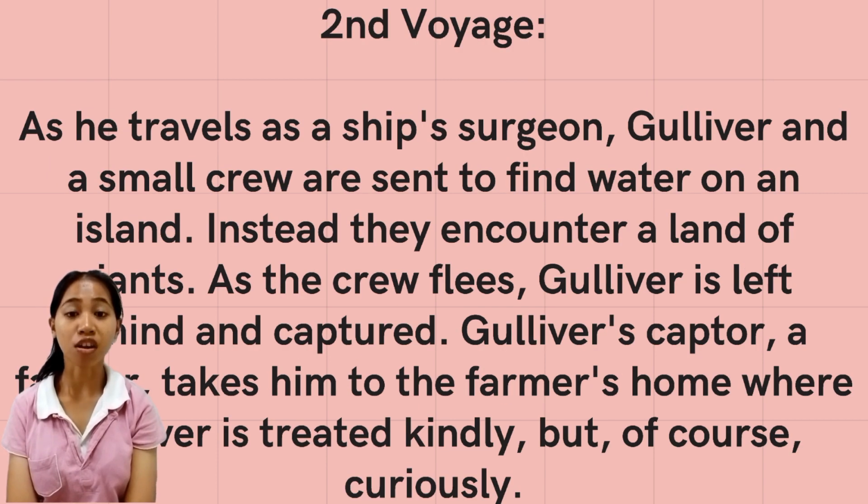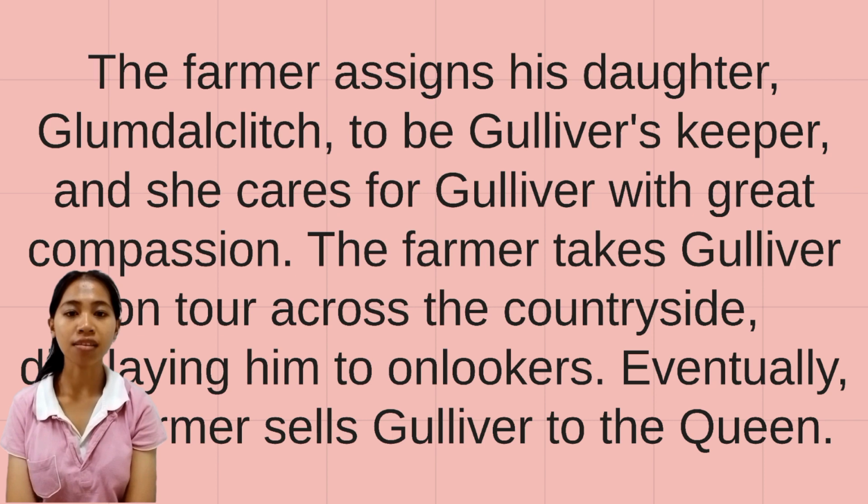As he travels as a ship surgeon, Gulliver and a small crew are sent to find water on an island. Instead, they encounter a land of giants. As the crew flees, Gulliver is left behind and captured. Gulliver's captor, a farmer, takes him to the farmer's home, where Gulliver is treated kindly but, of course, curiously. The farmer assigns his daughter, Glumdalclitch, to be Gulliver's keeper, and she cares for Gulliver with great compassion.